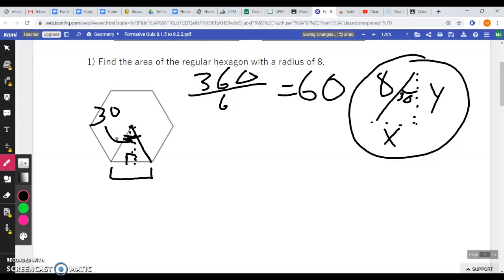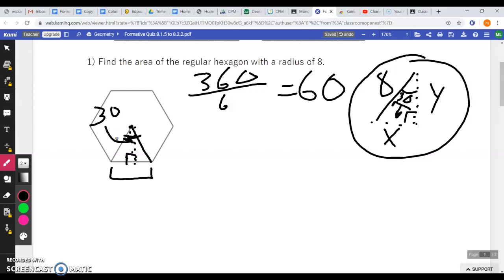This is where the trigonometry comes in. We have a right triangle because the apothem formed a right triangle. And so we have to use trigonometry to solve for x and for y. Well, if 30 is my angle, x is the opposite side, and 8 is the hypotenuse. X is opposite because it's across from the 30, and 8 is the hypotenuse because it's across from the 90. Okay, so this is a sine problem because this is opposite over hypotenuse.